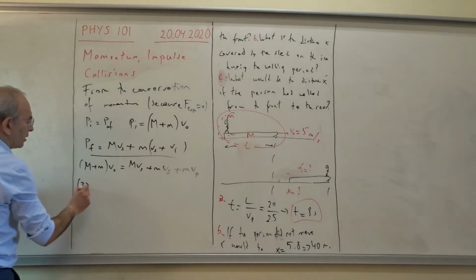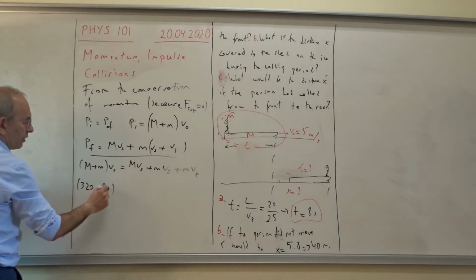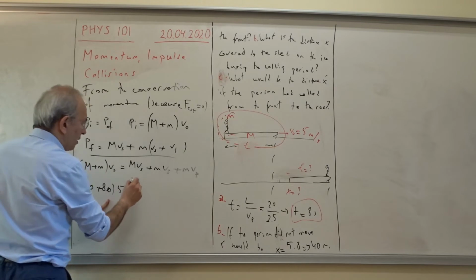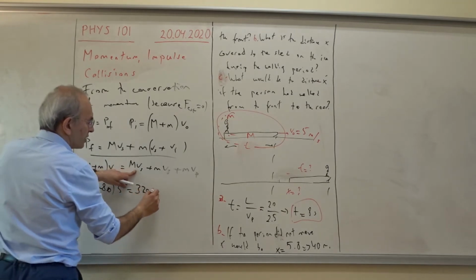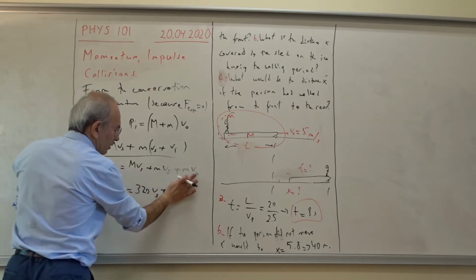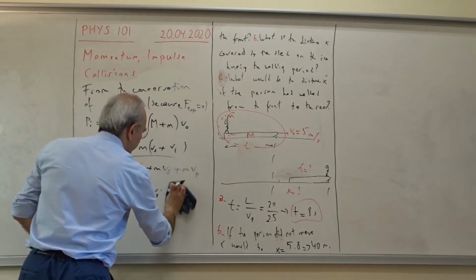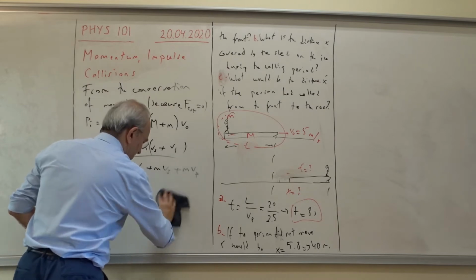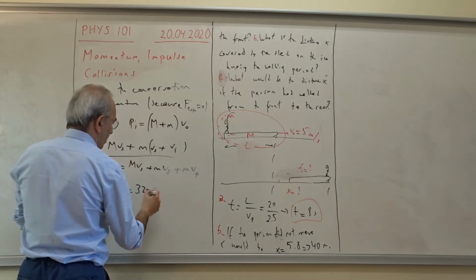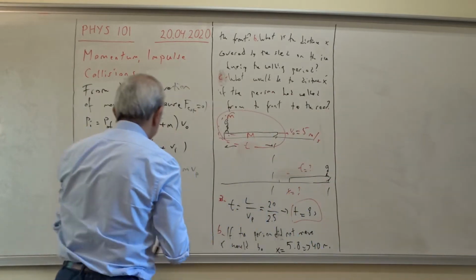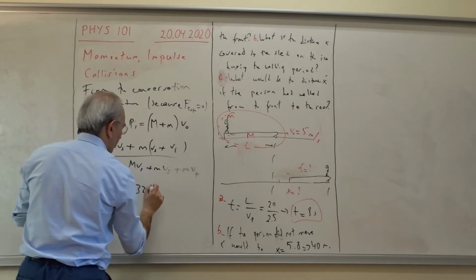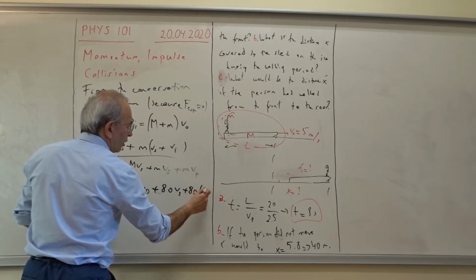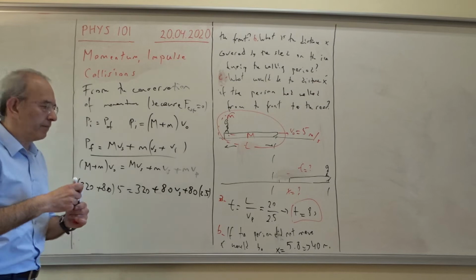So this is just 320 plus 80 kilograms for the masses of the sled and person, times V0 of 5 meters per second, equals mass 320 times Vs, which is unknown, plus 80 times unknown Vs and 80 times 2.5, which is the additional speed of the person.